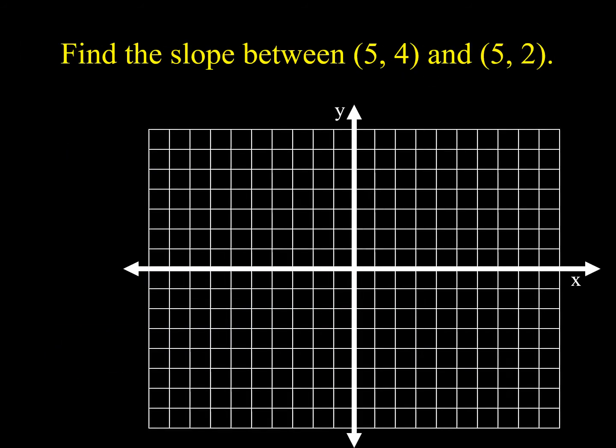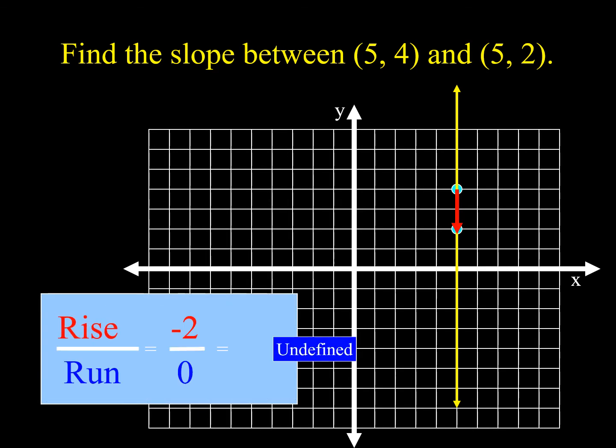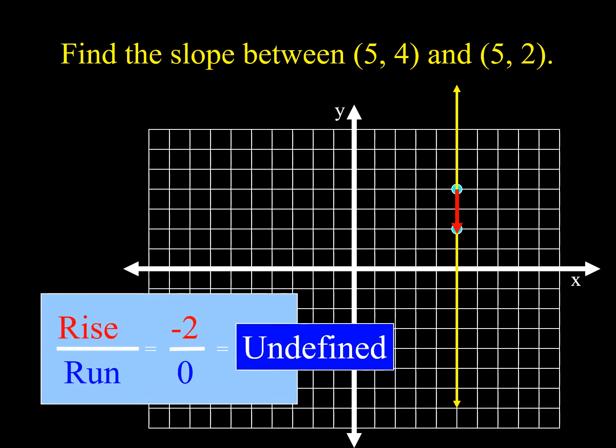Now let us take a look at the graph. So first we are going to plot the points 5, 4, and 5, 2. Then here is the straight line and our rise over the run. So we have negative 2 over 0, which is undefined. Okay? So this is a vertical line.